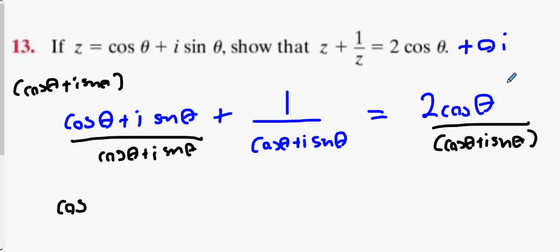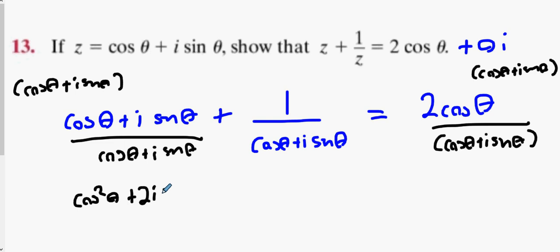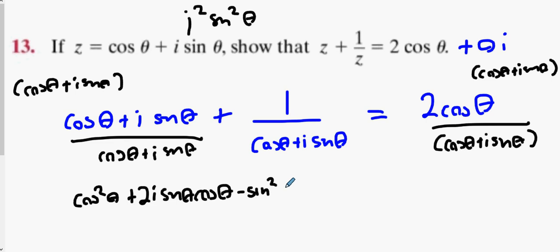I actually have about 4 different ways of doing this in my head right now. And here's what we're going to do. I'm just going to multiply it out. Fortunately enough, I don't know which one's the easiest one. So that's cos squared theta plus 2i sine theta cos theta. Is that okay? Now what's i squared sine squared theta? Which is minus sine squared theta. Is that alright?